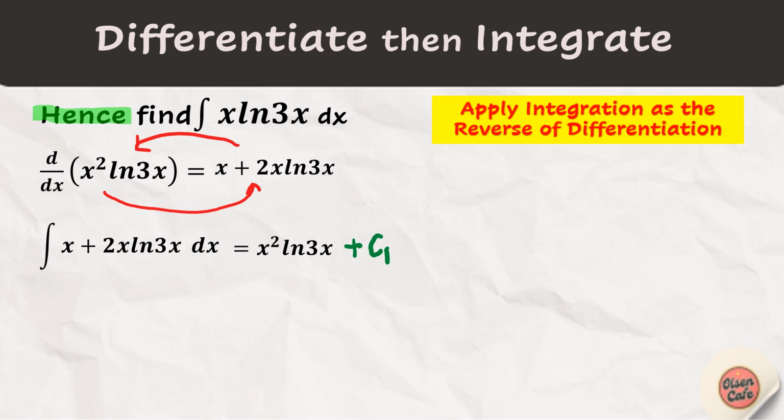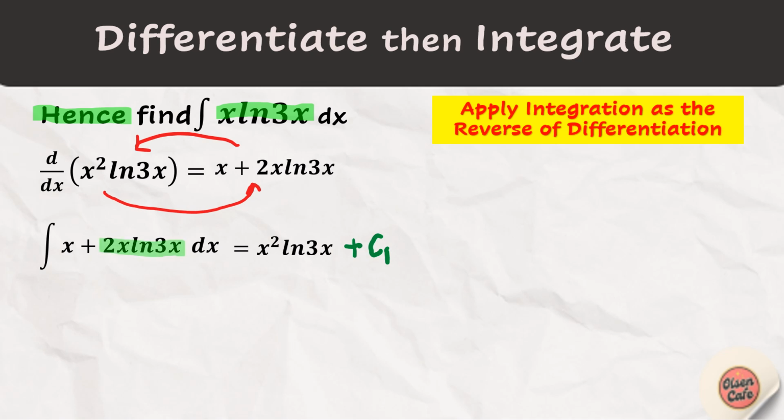And over here, we are going to deal with quite a number of constants. So I'm going to use a different notation to represent different constants. Just bear that in mind. Now, what we also want to take a look at at this point is that what we wanted to find is the integral of x ln 3x.